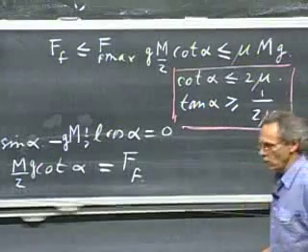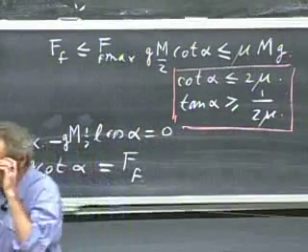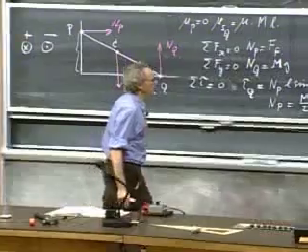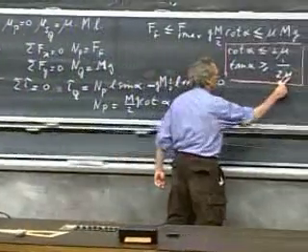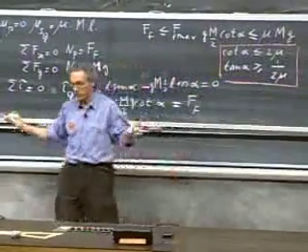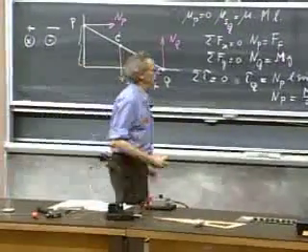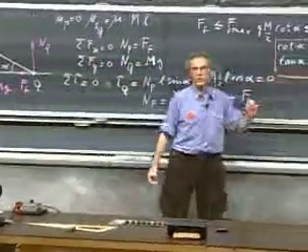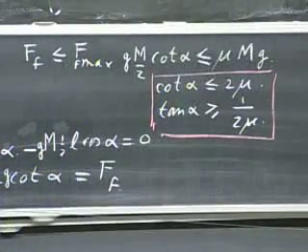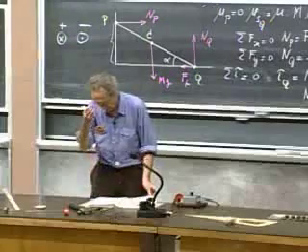And when you look at this result, it tells you that the larger mu is, the smaller that angle. And that's very pleasing. That's exactly what you expect. And if mu is very low, then the situation is very unstable. Then it will slide almost at any angle.